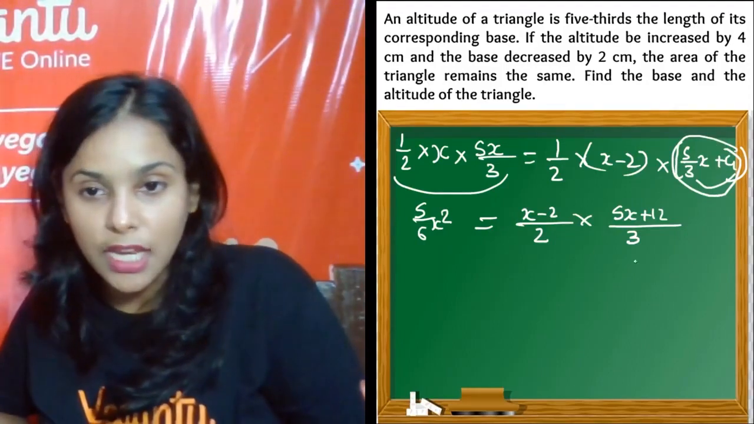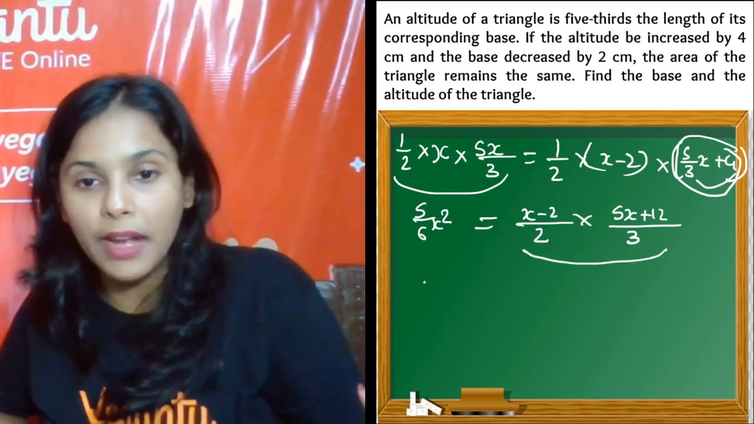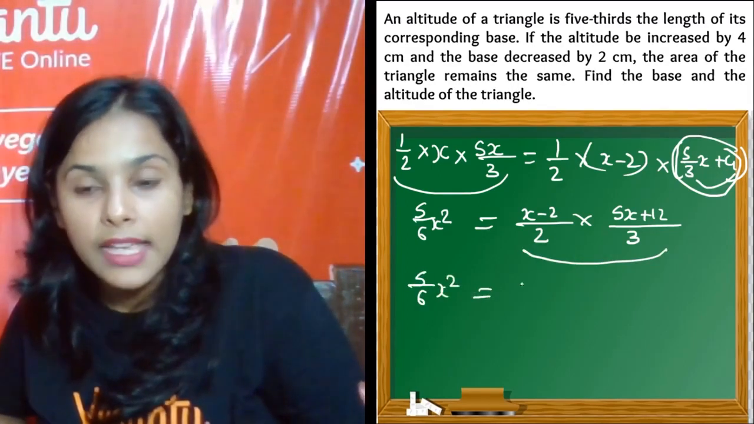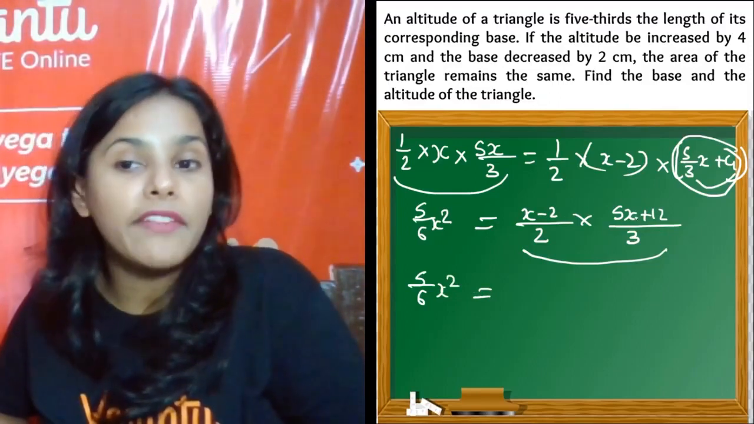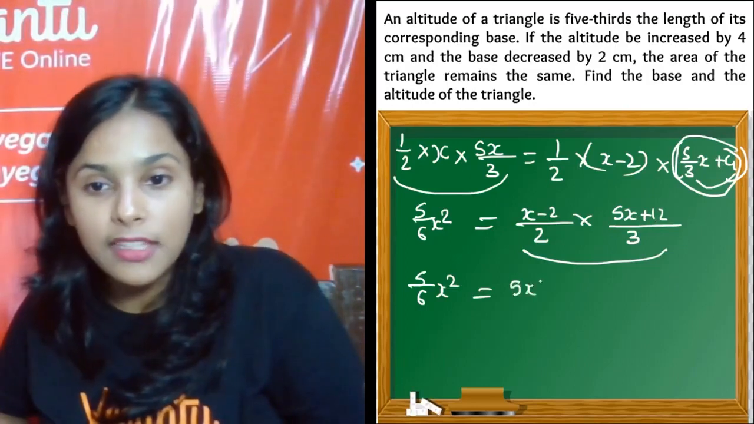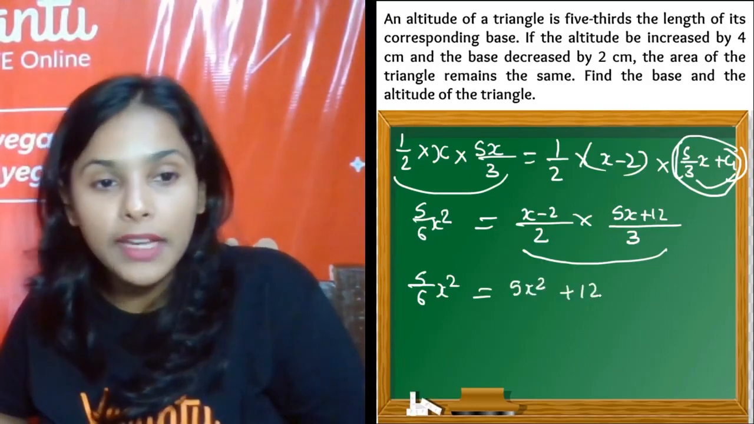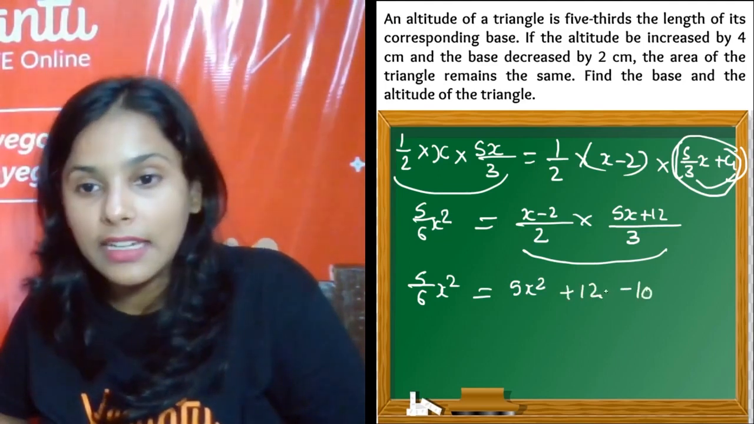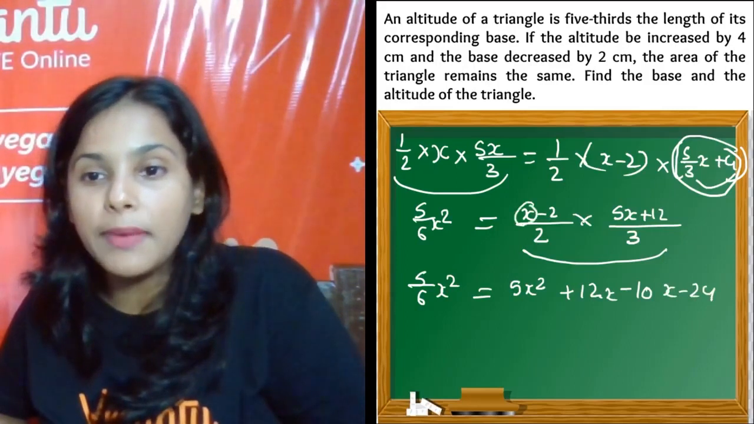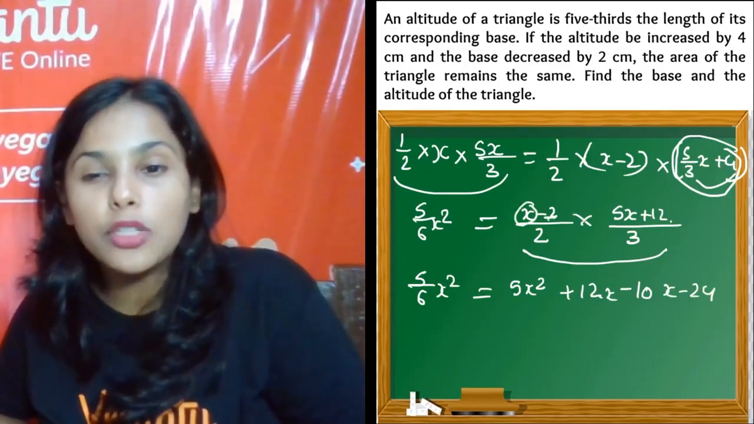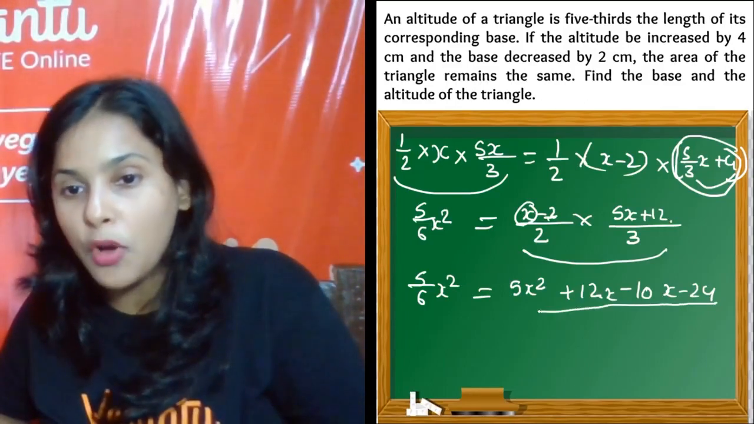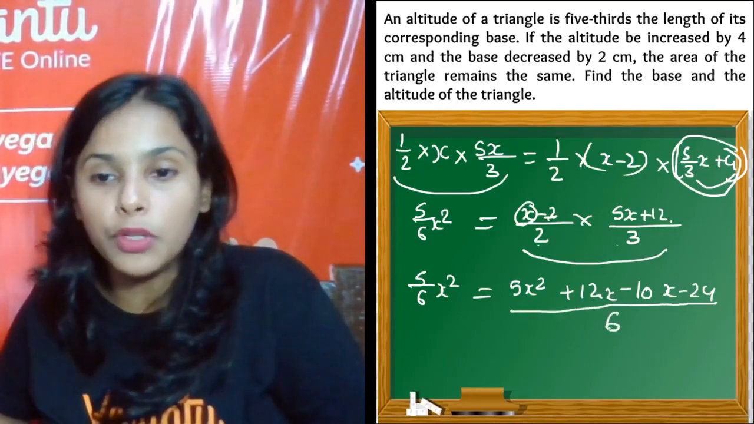Now taking this whole equation, 5 by 6 x square is equal to x minus 2 into 5x plus 12, so here we get 5x square plus 12x minus 10x minus 24. That is x multiplied by 5x plus 12 and minus 2 multiplied by 5x plus 12. That will be equal to 24 upon 3 into 2, that will be equal to 6.